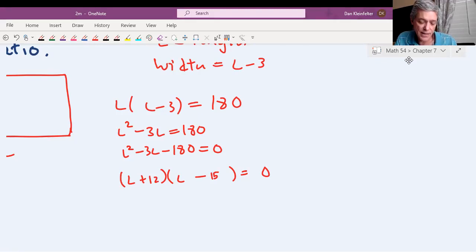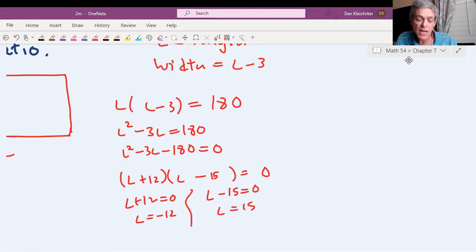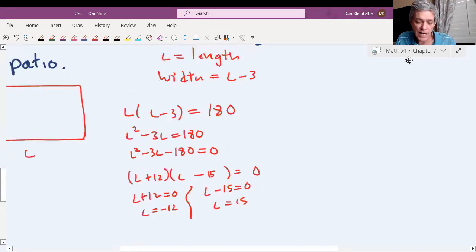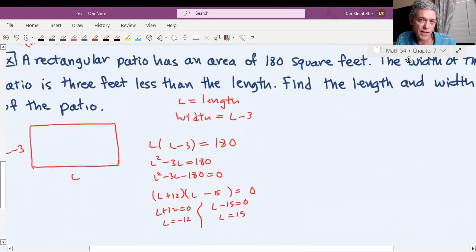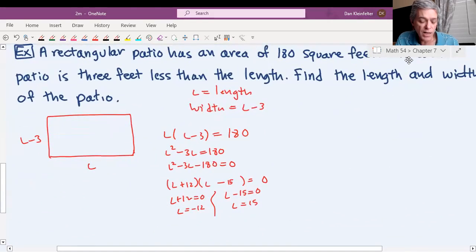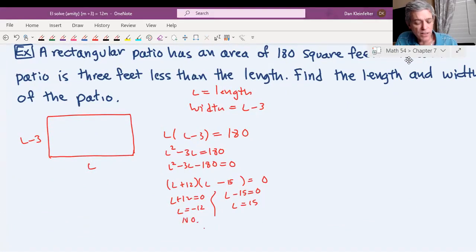So it looks like L plus 12 is going to be 0, so L equals negative 12. L minus 15 is 0, so L is equal to 15. So here, unlike the one with the consecutive integers, this one has kind of a real-life interpretation to it. We don't use negative numbers to represent lengths, so L equaling negative 12 is not going to lead us to a solution. The L equaling 15 is the one that we want, so the length has to be 15. And the width is 3 less than that, and so it has to be 12.